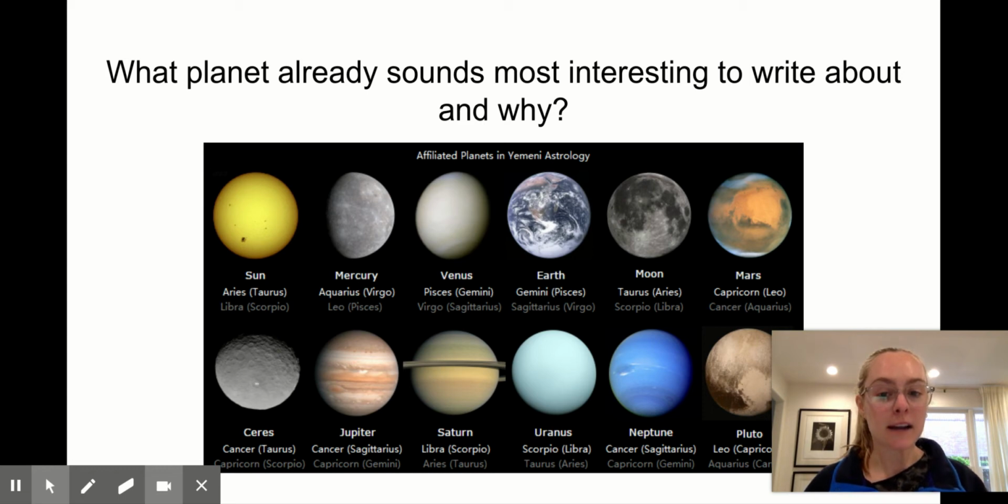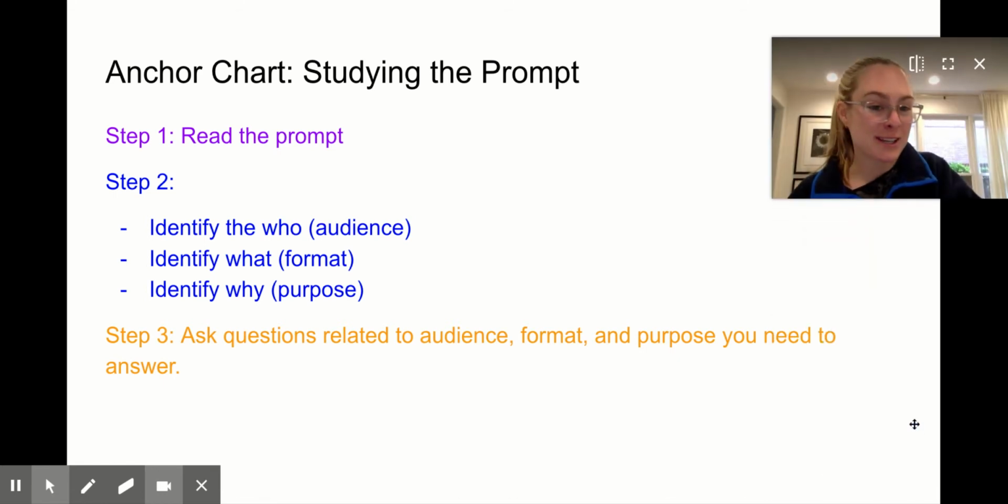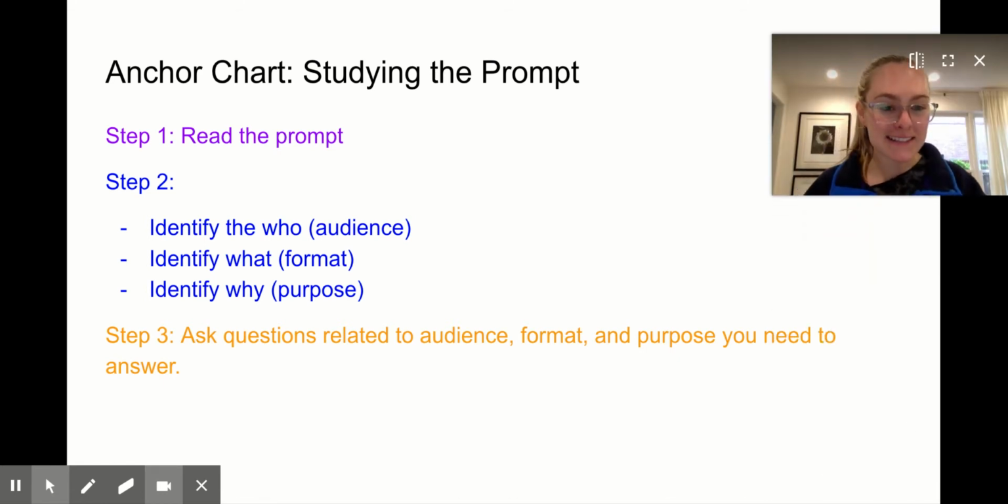We are going to be writing about a planet of your choice, but let's look specifically at our writing prompt before we go ahead. There are 3 steps that we need to follow before we start writing. And so this is really going to help us study our prompt and make sure we have a complete understanding of what our topic is about. And so then we can start writing about our planets.